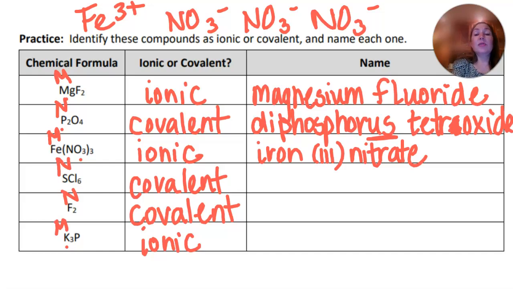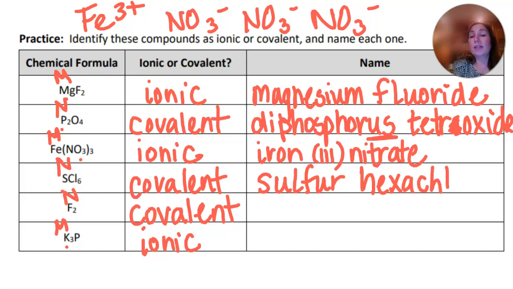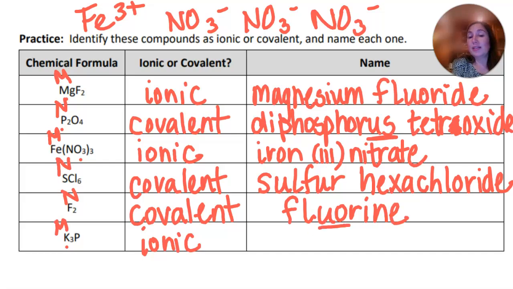Okay, SCl6. Now it's covalent, so it's going to need prefixes. It's tempting to put mono-sulfur because there's only 1 sulfur, but we drop mono at the beginning. No mono at the very beginning, so it's just sulfur, and then 6 is hexa, and we can leave the A here because it's going to be followed by a consonant. Hexachloride. F2, well, that's just diatomic fluorine. That's just how the element fluorine likes to be. Good practice spelling it. But that's it, it's just the element fluorine.